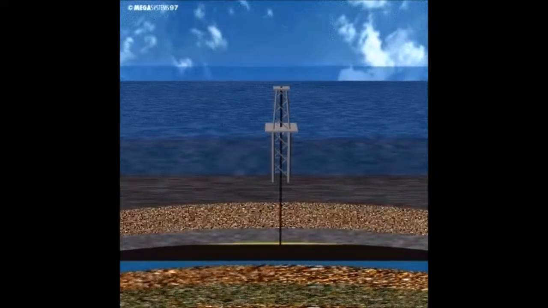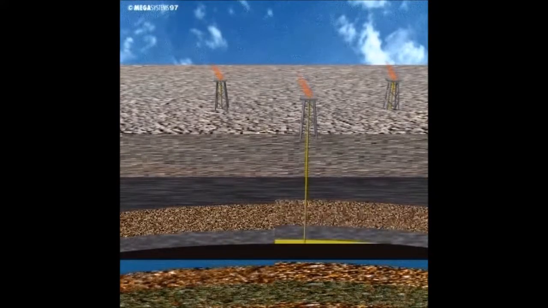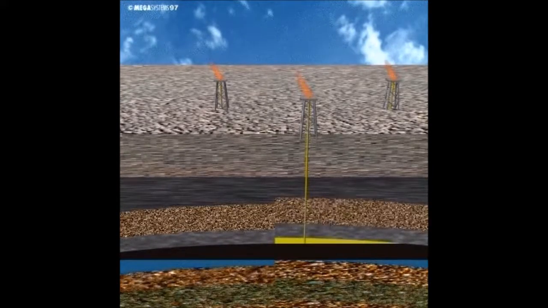Sometimes gas and oil rise through porous rock to the surface. Usually they collect in what are called oil wells and can then be brought to the surface by drilling.